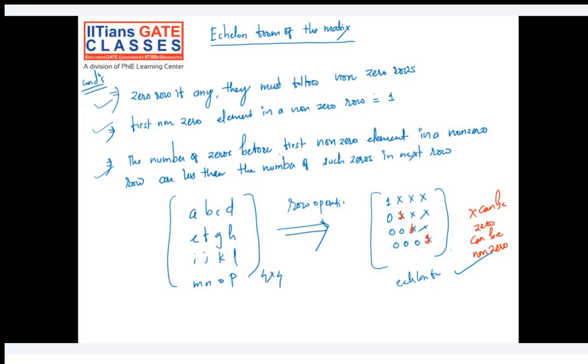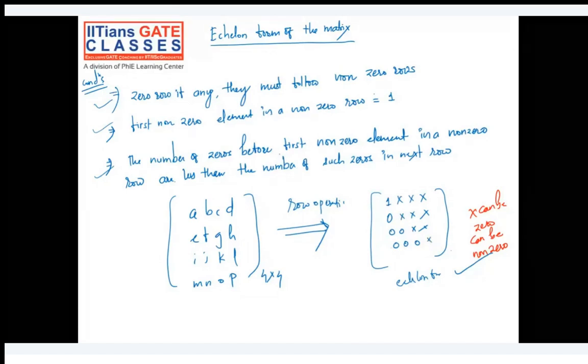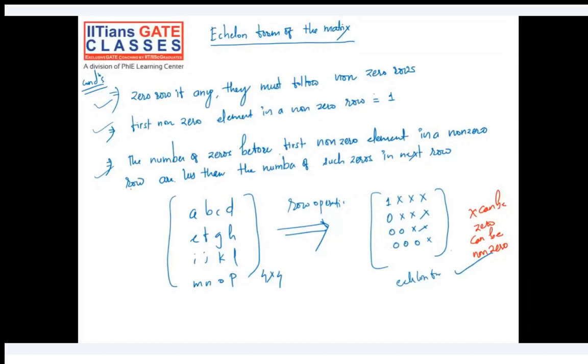Third: the number of zeros before the first non-zero element in a non-zero row must be less than the number of such zeros in the next row. How many zeros are there in the first row? Zero zeros, we don't have any. In the second row, how many zeros? 1. In the third row, we have 2. And in the fourth row, we have 3 zeros. So this number has to increase. That is what the third condition says.